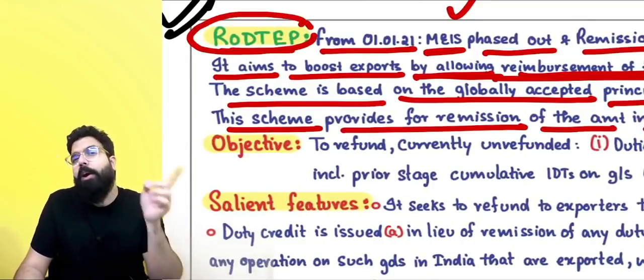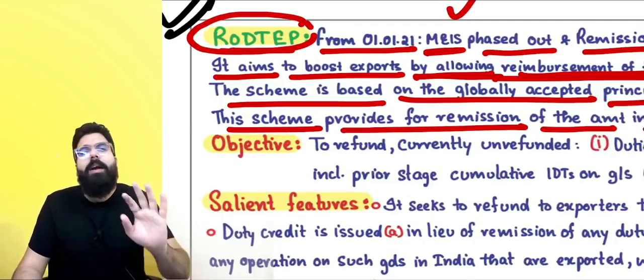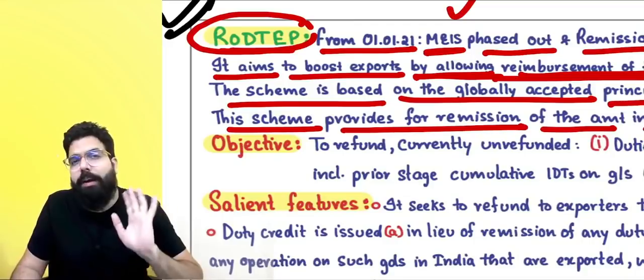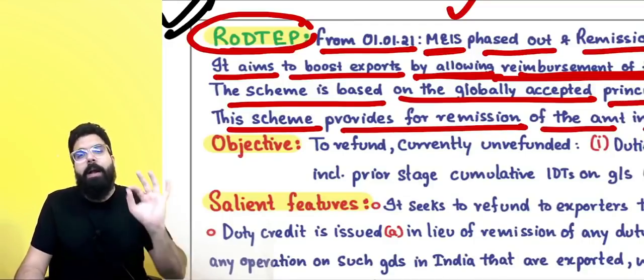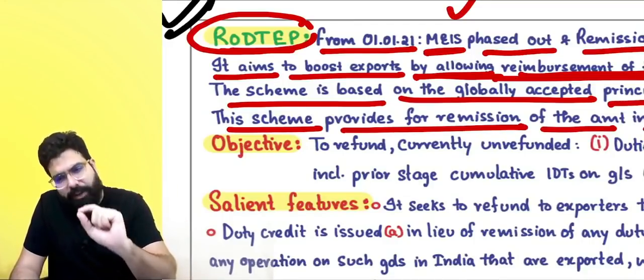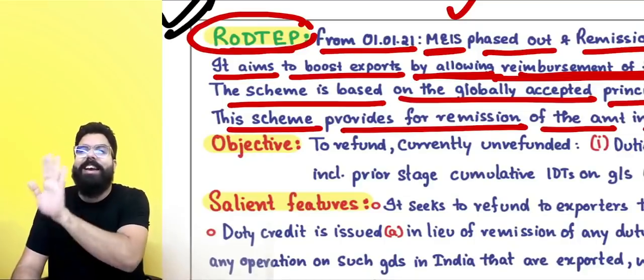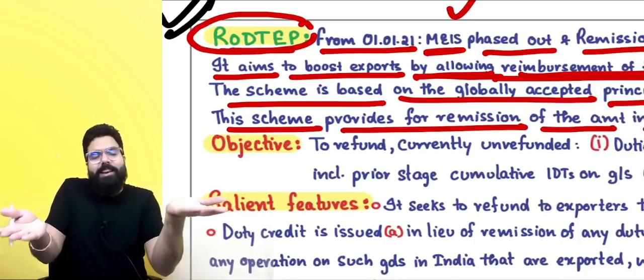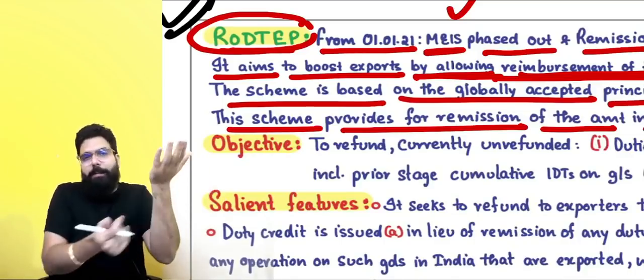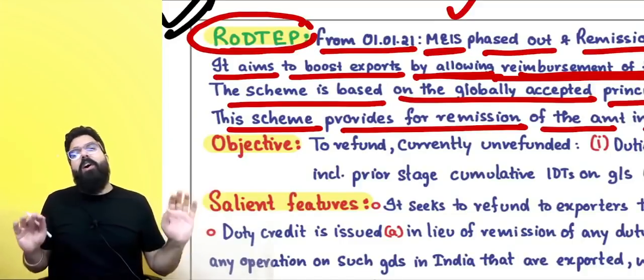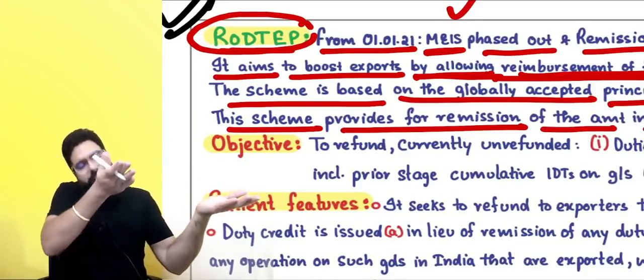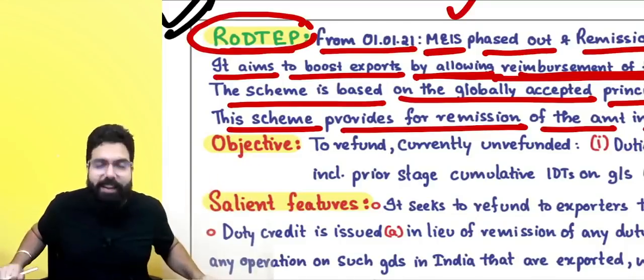Exported product, whatever duties and taxes you have paid, that will be given to you in the form of duty credit scrip. The duty credit scrip can be a physical scrip, or the amount can be credited in your e-credit ledger. You can use the e-credit ledger to make payment of your other duties, or you can transfer it to someone who can use it to pay his duty.